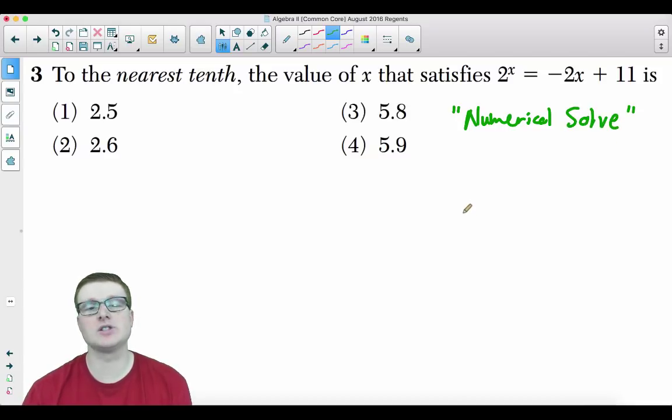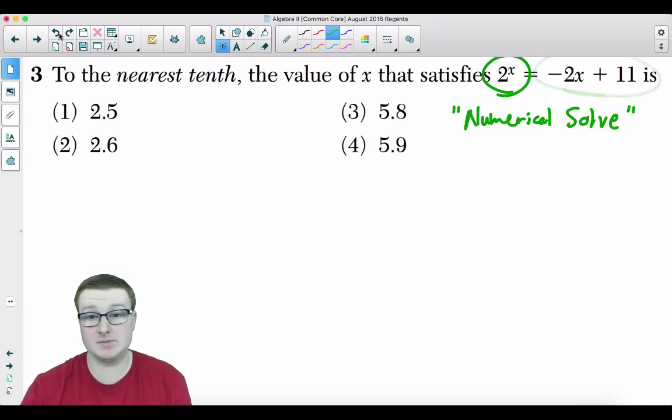Okay? Numerical solve on the calculator. You could also graph this. You could graph 2 raised to the x, and you could graph that line and get it. So that's perfectly fine as well.